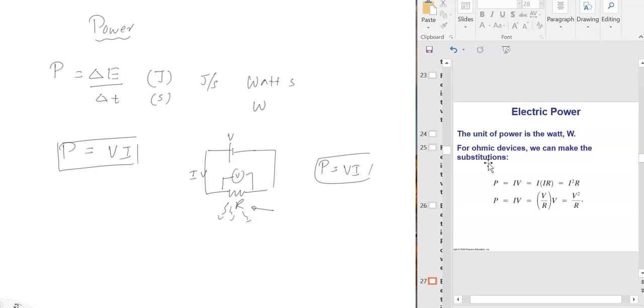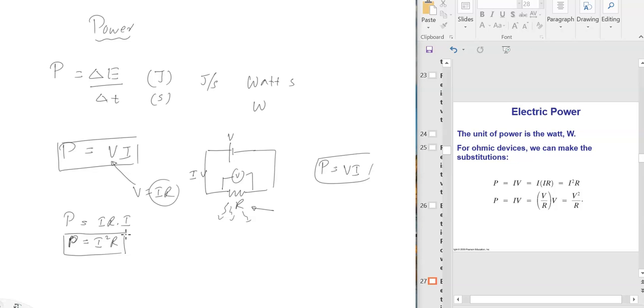So if it is an ohmic device, remember we talked about Ohm's law some time ago, and things that obey Ohm's law are called ohmic conductors, ohmic resistors, or ohmic devices in general. So we know that V equals IR. So we can replace this V with this thing. So we get power equals IR times I, or I squared R. So here's another way of calculating power using current and resistance without voltage.